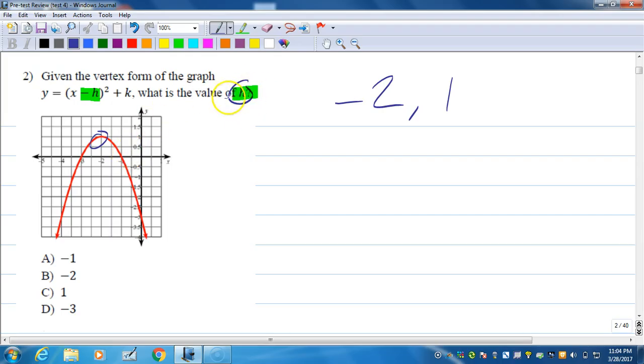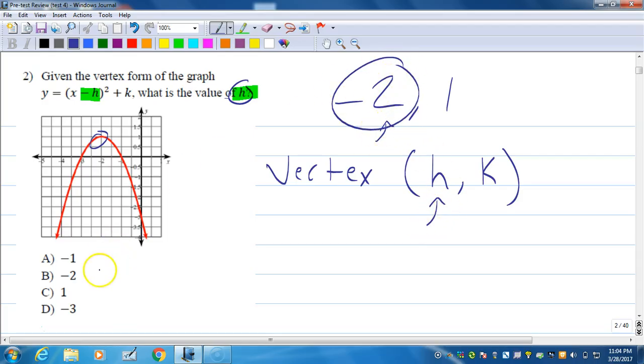And I want to know what is the value of h. Well, the vertex is usually h comma k. H is here and k is over there. Well, in our particular question, they want to know what h is. H is the first number. Our first number is negative 2.